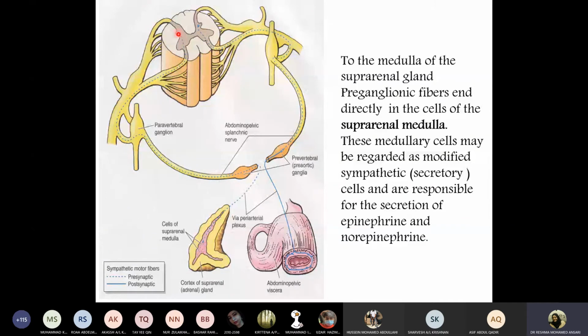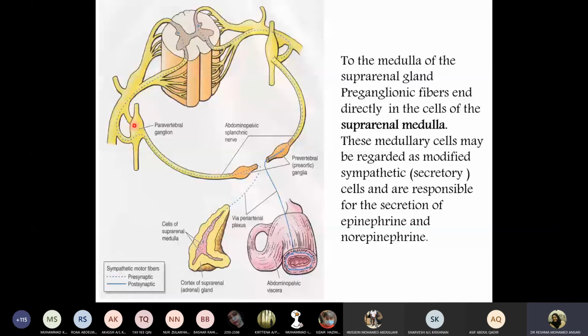So then they are traveling through the dotted lines. They are traveling through the white rami communicantes, this one, the blue area, to the paravertebral ganglia on either side of the vertebra. So if they have to go to the abdominal organs, they just travel here. Without synapsing, they go to the abdominal organs. Only near the abdominal organs will they synapse, in some ganglion around the aorta.